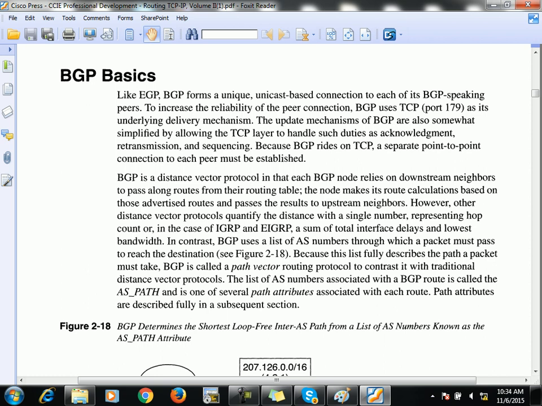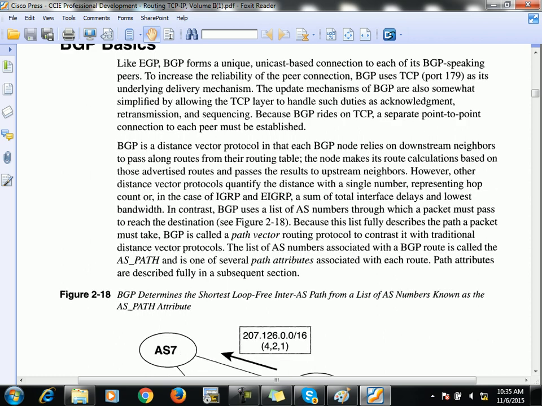Because BGP also advertises only the best information towards its neighbor. It is not like link state routing protocols. It will not maintain a complete database table. So BGP works the same as distance vector routing protocols: it advertises only the best path information.